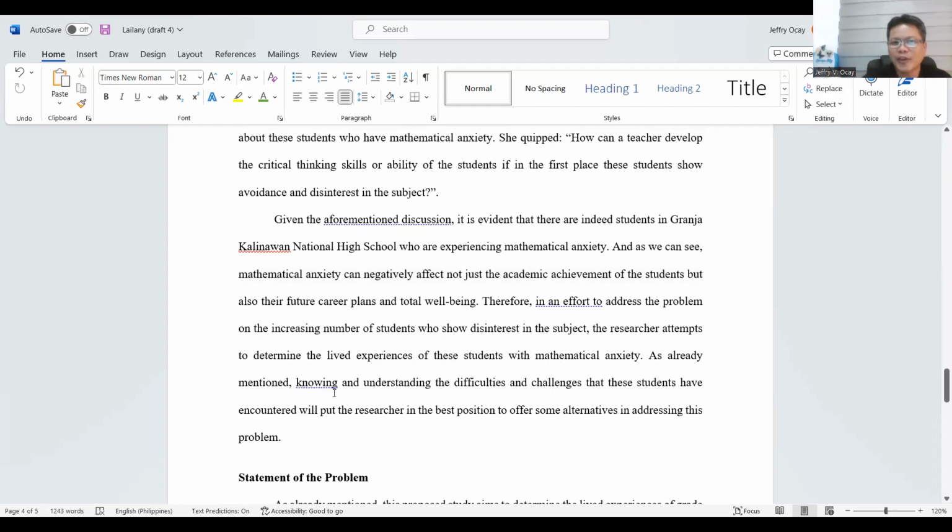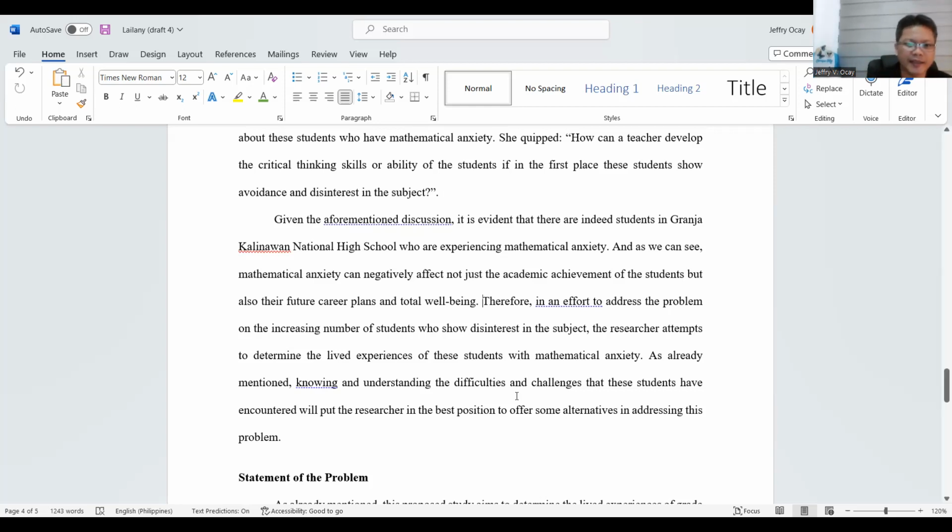As already mentioned, knowing and understanding the difficulties and challenges that these students have encountered will put the researcher in the best position to offer some alternatives in addressing this problem. We have an excellent, beautifully written background of the study.